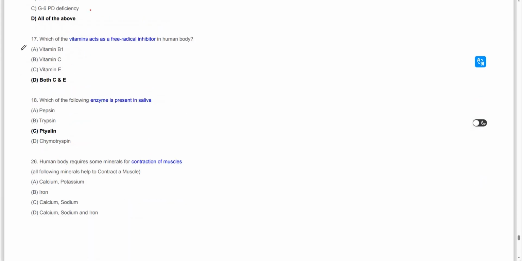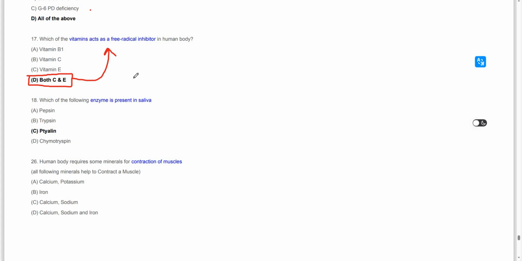Moving on to the next question: which vitamin acts as a free radical inhibitor in the human body? Free radical inhibitors stop the formation of free radicals in the human body. Both vitamin C and vitamin E act as inhibitors.